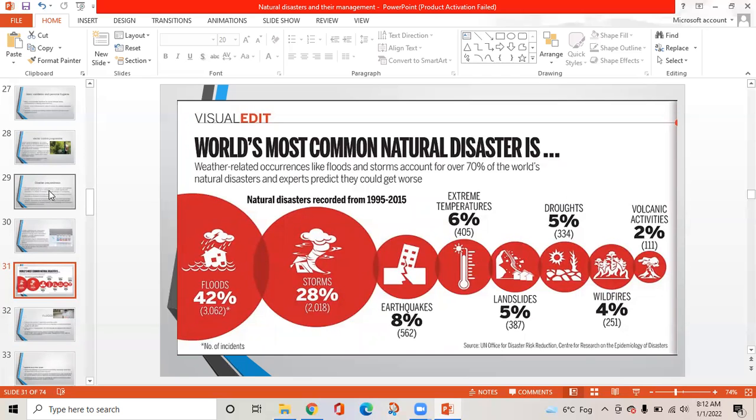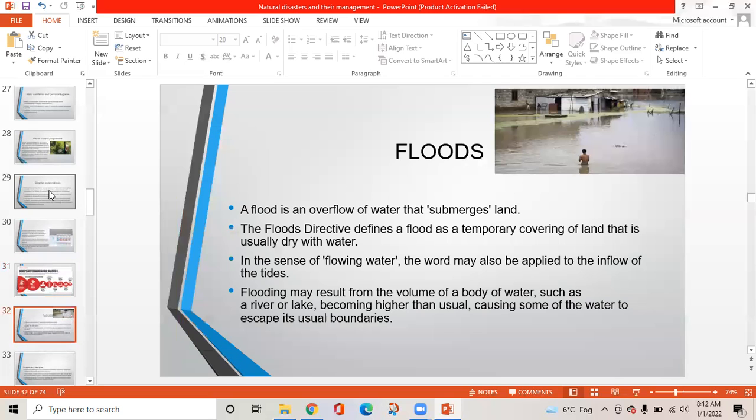Now, the world's most common natural disasters: floods are the most common, about 42%, then storms. After that, earthquakes, extreme temperatures, landslides, droughts, wildfires, and volcanic activities are shown. Floods. A flood is an overflow of water that submerges land. The Floods Directive defines a flood as a temporary covering by water of land that is usually dry.